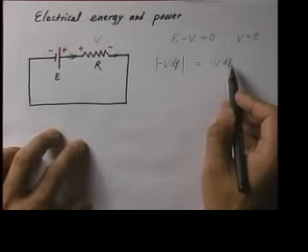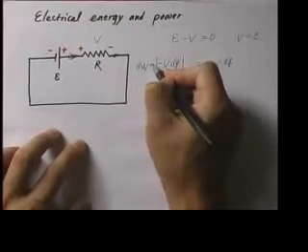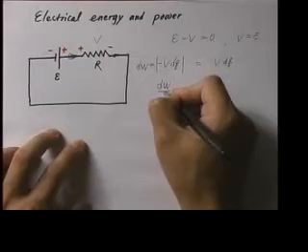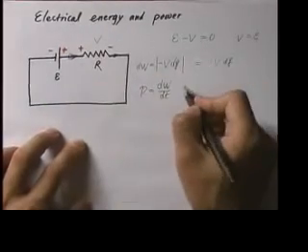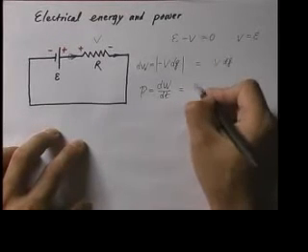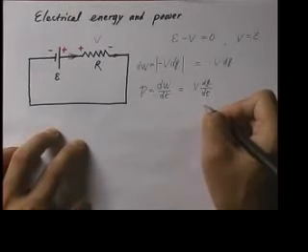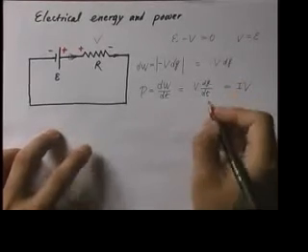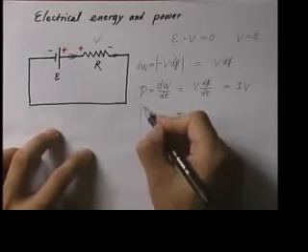So how fast is work being done? I have to take this dw and divide it by what? By dt, right? So dw over dt. That is the power expended by the battery. Power delivered by the battery. Let's see what that is equal to. V dq over dt. Oh, wait a minute. I know what dq over dt is. That's just the current going through the wire, right? So this is really I times V. A very simple but important formula. P equals IV.